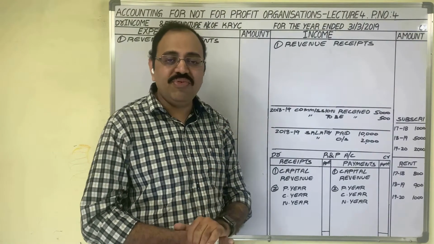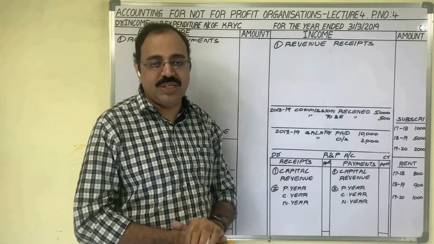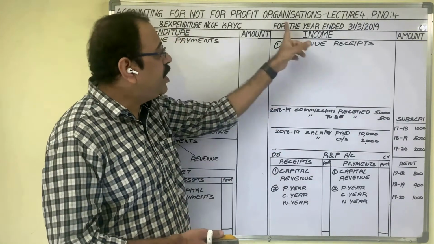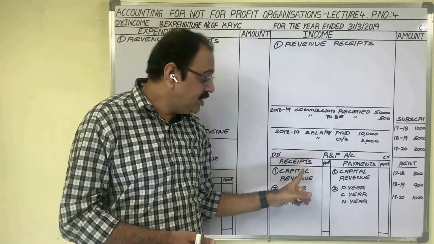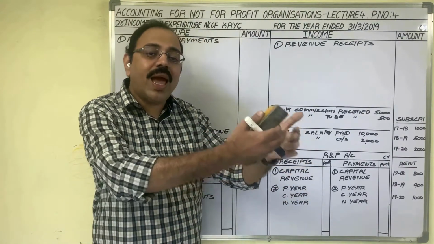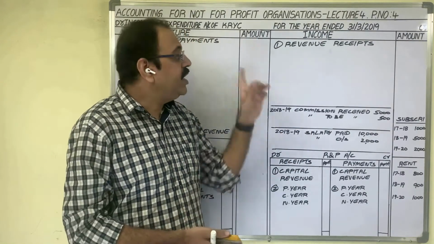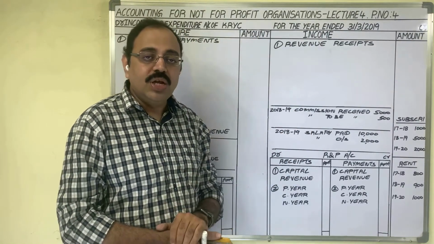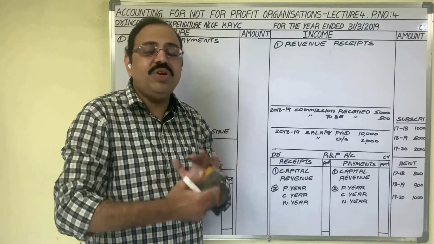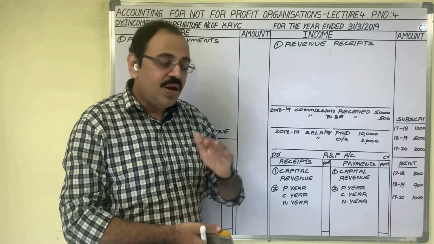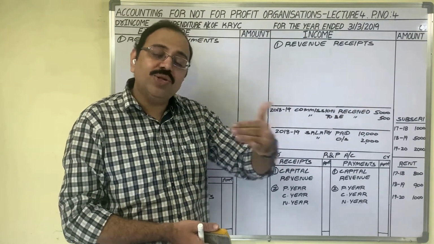So remember this difference. The receipts and payments account is prepared on a cash basis, and the income and expenditure account is prepared on an accrual basis. In the receipts and payments account, we show only cash receipts and cash payments. But in the income and expenditure account, we show not only the amount received but also income to be received. Similarly, not only expenditure paid, but expenditure outstanding also.